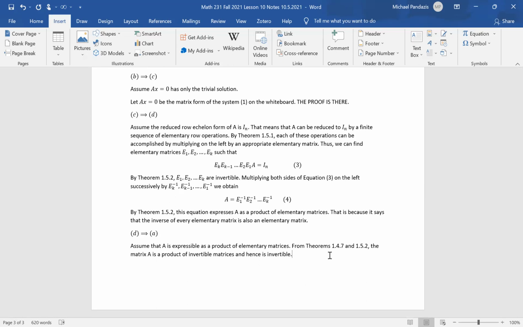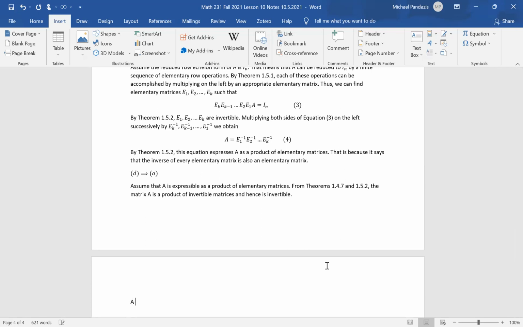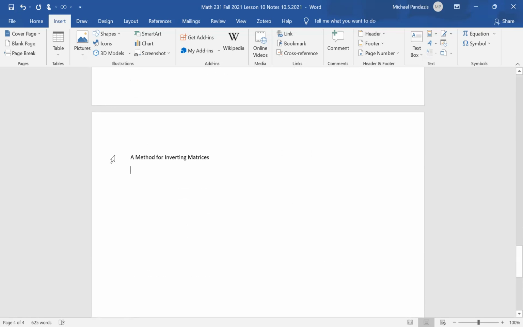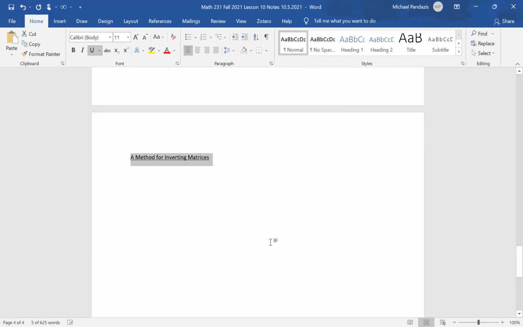Okay, so that proof is done. It's a long proof. Good. So now we go on to another topic, and the topic is a method for inverting matrices. We're done with that theorem and proof. So, a method for inverting matrices.